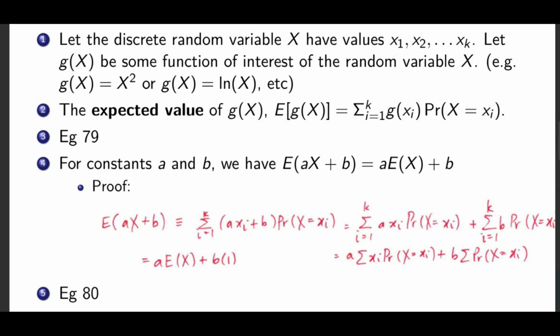And I want to ask you, what's this? What is the sum of all the probabilities over all possible values? This has to be 1, because this is a valid probability distribution. So the summation of all probabilities is 1. And so you have b times 1 and you have your result. Right?